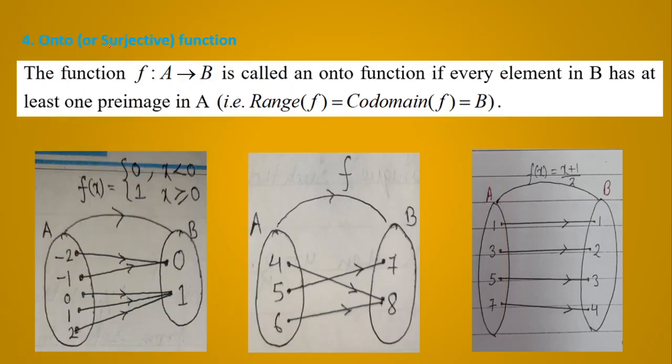Next comes onto or surjective function. So if we have a function f from A to B, then f is called onto function if every element in B has at least one preimage. So every element in set B must have preimage. So these are the examples of onto functions. Here we can see that in set B, 0 and 1 both have preimage. Here 7 and 8 both have preimage. Here 1, 2, 3, 4, all these four elements of set B have preimage. So these are the examples of onto functions.